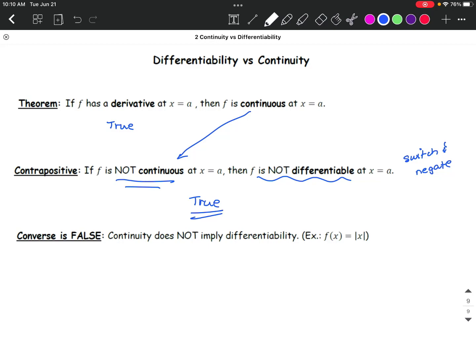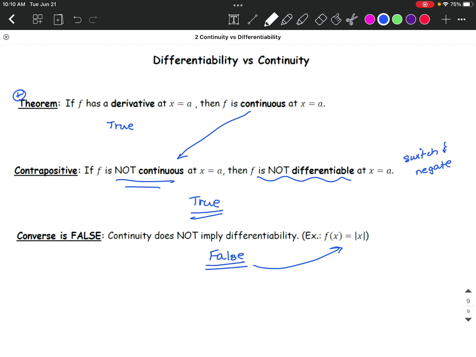However, some people just like to switch the original theorem. Okay, this is the original theorem, that if f has a derivative, then f is continuous. But if you switch it and say if f is continuous, then it's differentiable, that is not true. Continuity does not imply differentiability, and your perfect example is that absolute value function.